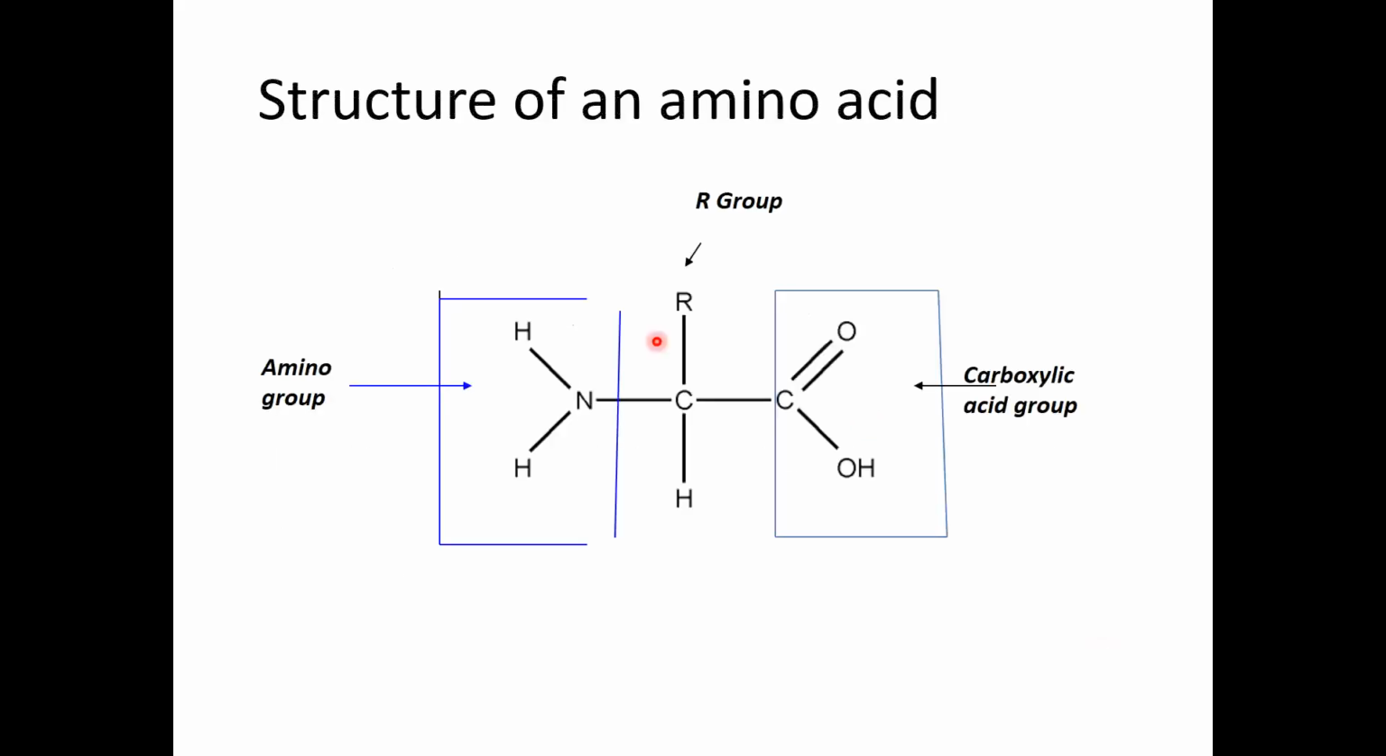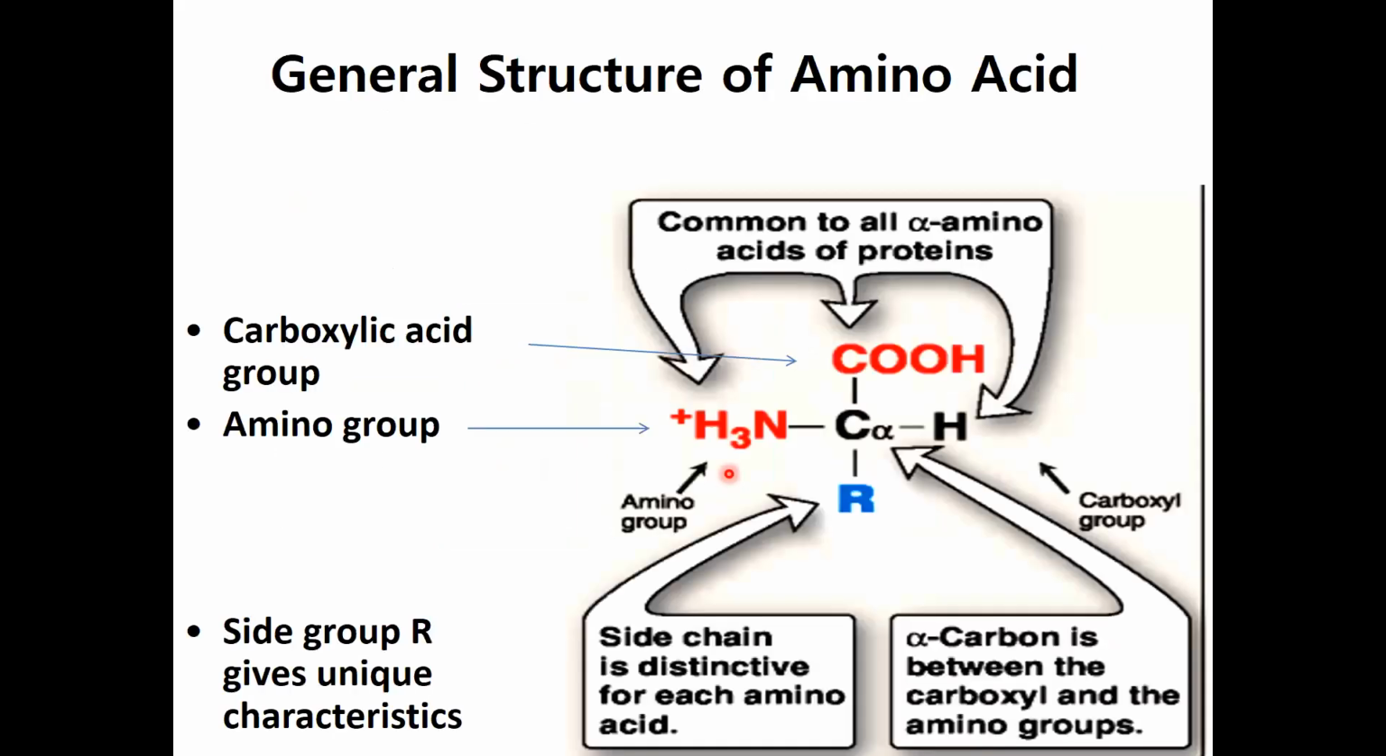And this is the amino group, which contains nitrogen and 2 hydrogen atoms. Then the carboxyl acid group, and after that an R group. Or we can see this from the Lippincott diagram. This is the alpha carbon. It is between the carboxyl and the amino group. This is the side chain that is distinctive for each amino acid.